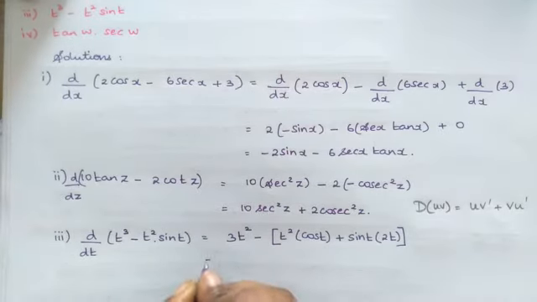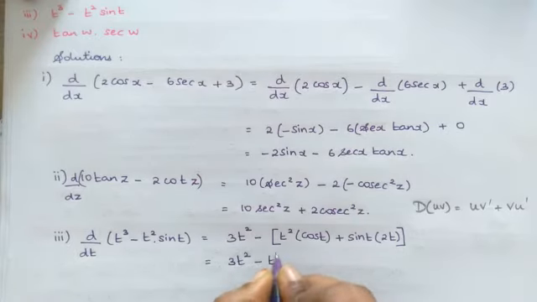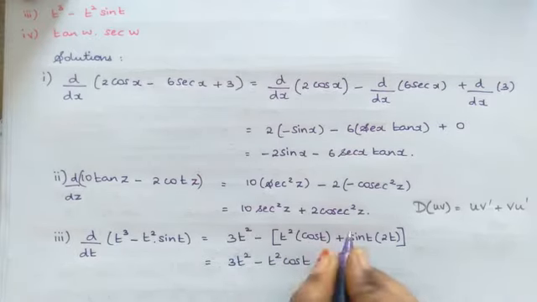Now let's proceed. This is 3t square. Take the minus sign inside: minus t square cos t. Take the negative sign inside, so this becomes minus sin t times 2t, which is nothing but 3t square minus t square cos t minus 2t sin t. This will not be sin 2t square, that's not like that. This is a constant term, a coefficient, which has to be put in the front.